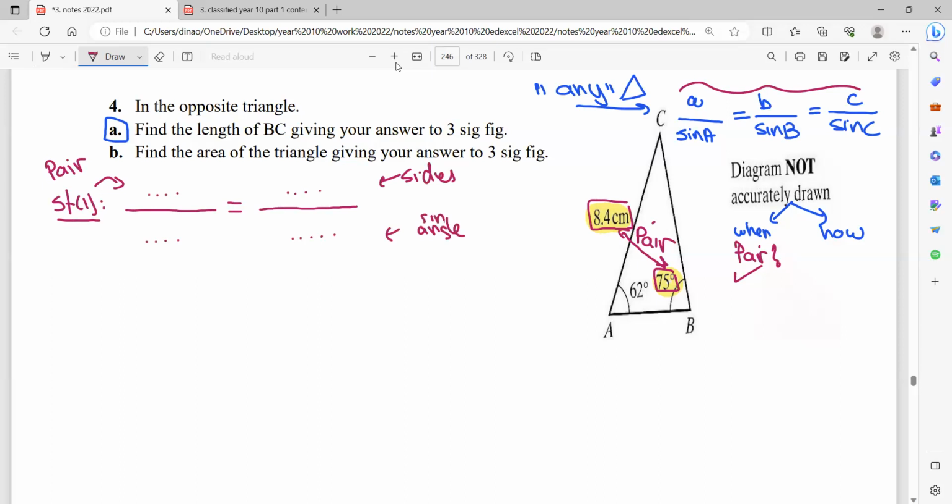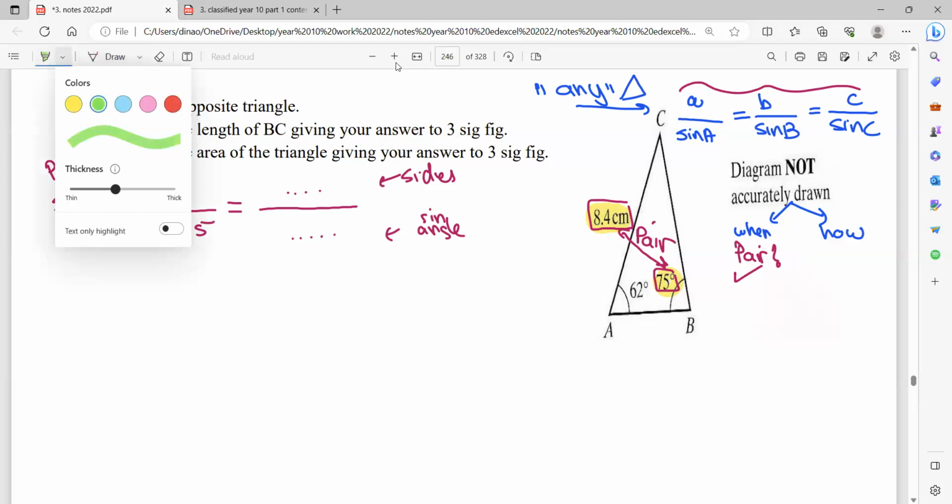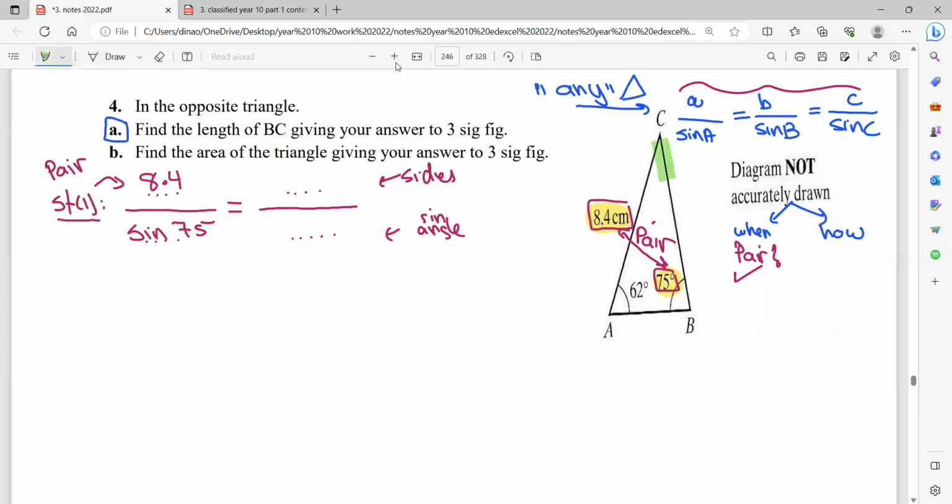Of course, I'm emphasizing side over sine. Some people put the angle on top. Right. I only put the sides on top. So let's start with the pair. Side over sine of the opposite angle. This is your pair. Now let's see the unknown. I am required to calculate this side over here. Do I have its opposite angle? Yes, I do. I have its angle.